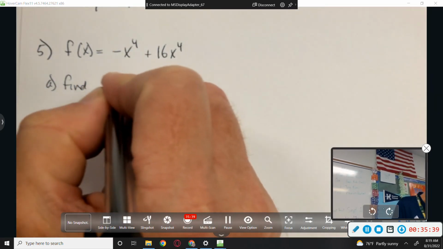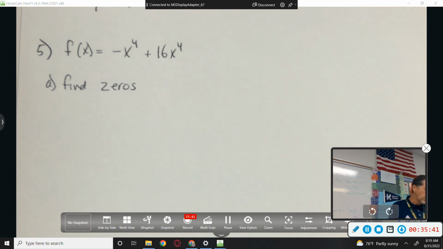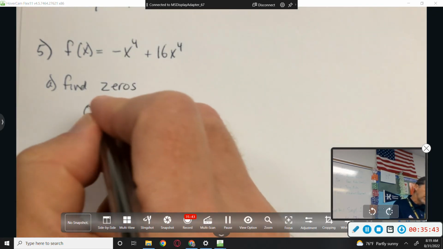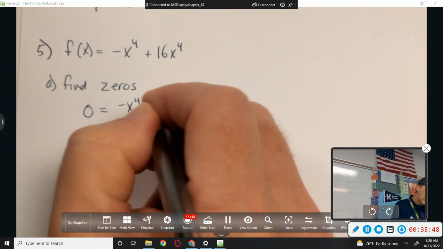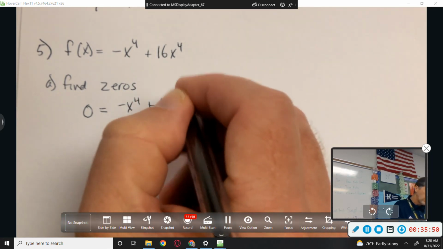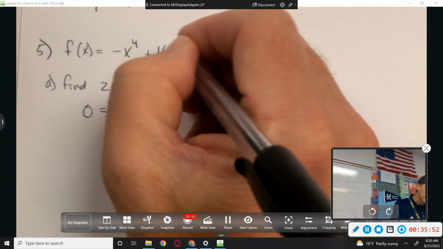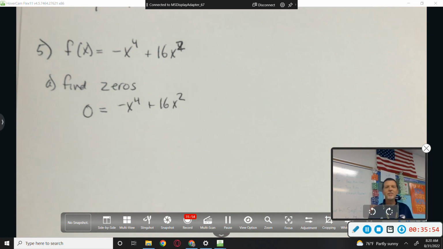Let's find the zeros first. So we'll set this thing equal to 0. Whoops, that should be x squared. Otherwise, this is going to be a weird problem. Negative x to the 4th plus 16x squared. All right, how do you want to solve that thing? What can we factor out first?